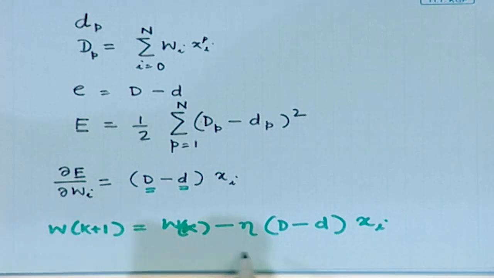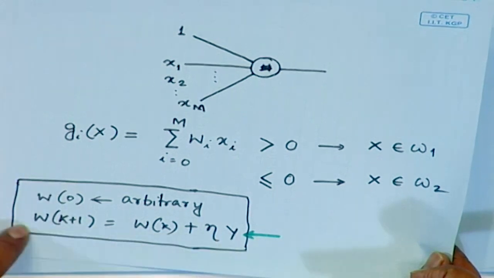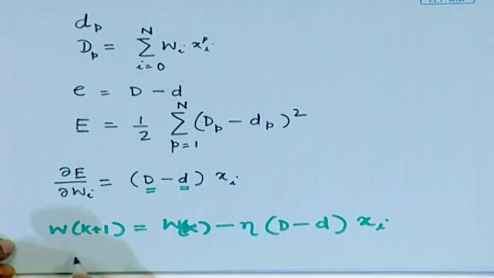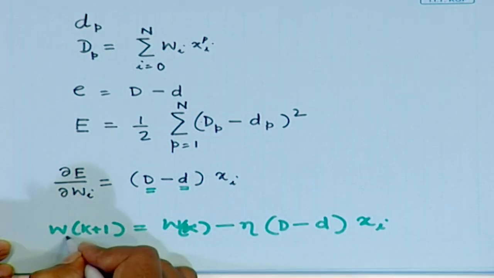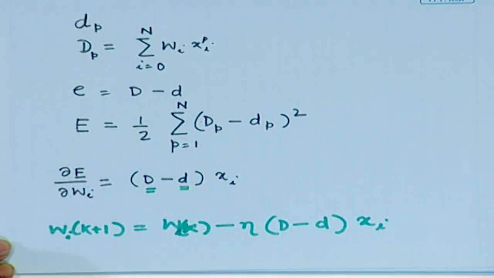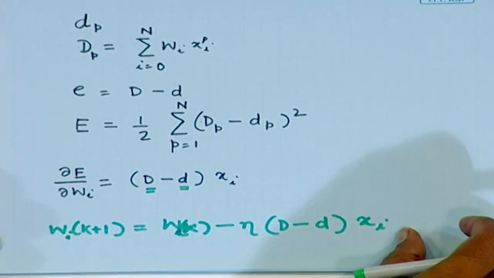So, the weight updation rule in this case, unlike in case of perceptron criteria where the weight updation rule was this, over here the weight updation rule is Wk plus 1 is equal to Wk minus eta times d. This will be the ith component, because I am talking about the ith component W only. Wik plus 1 is equal to Wik minus eta d minus d into xi, where xi is the ith component. Is that okay? So, this is what I have in case of a single output, single layer perceptron.